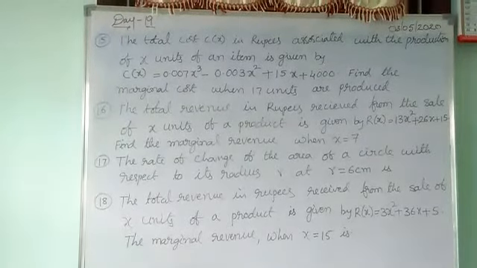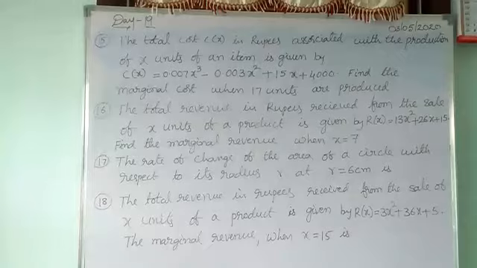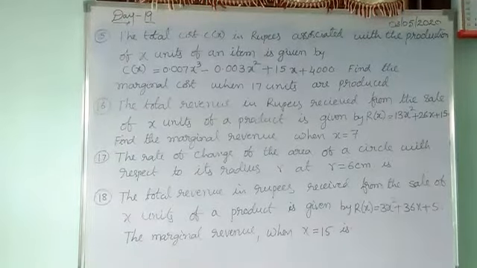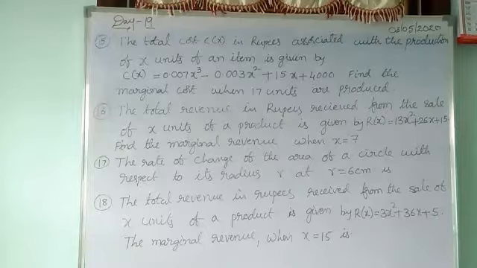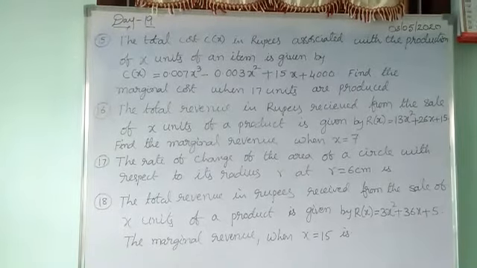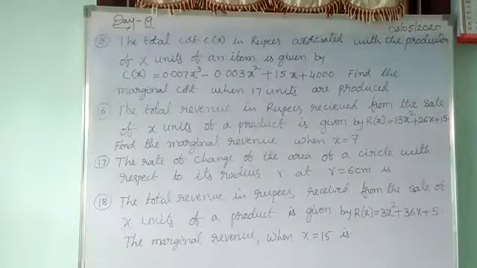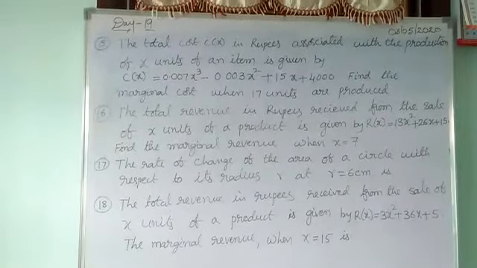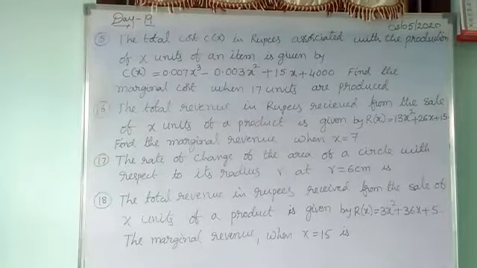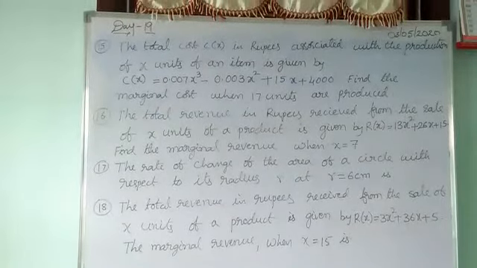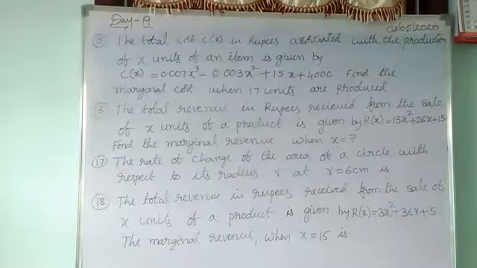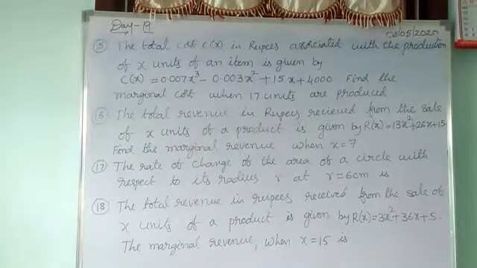Total revenue in rupees received from the sale of x units of a product is given by R of x equal to 13x square plus 26x plus 15. Find the marginal revenue when x is equal to 7. What is he asking, guys? Marginal revenue. How do you get marginal revenue?